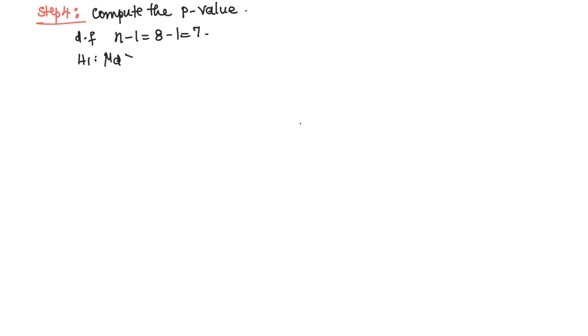Step 4, compute the p-value. Under the assumption that the null hypothesis is true, the test statistic has a t-distribution. The number of degrees of freedom is n minus 1, that is 8 minus 1, that is 7. The alternate hypothesis is mu d greater than 0, so this is a right tail test.